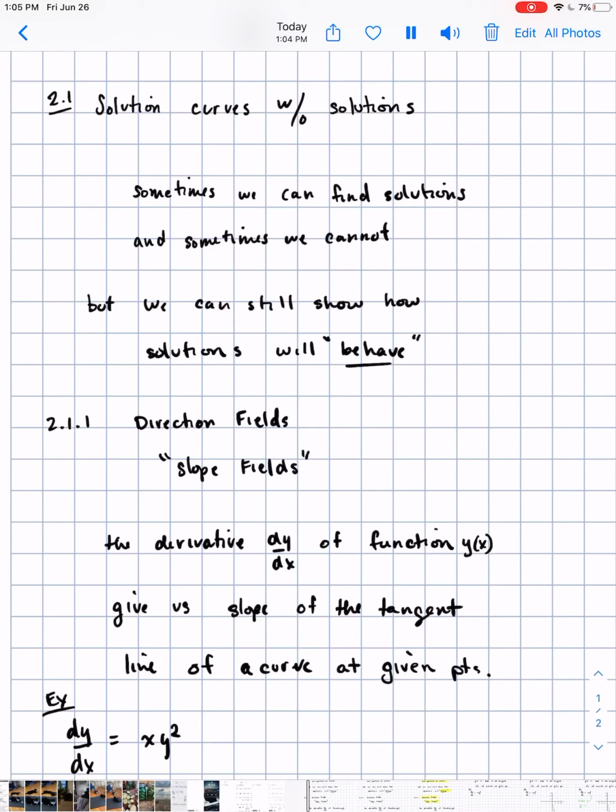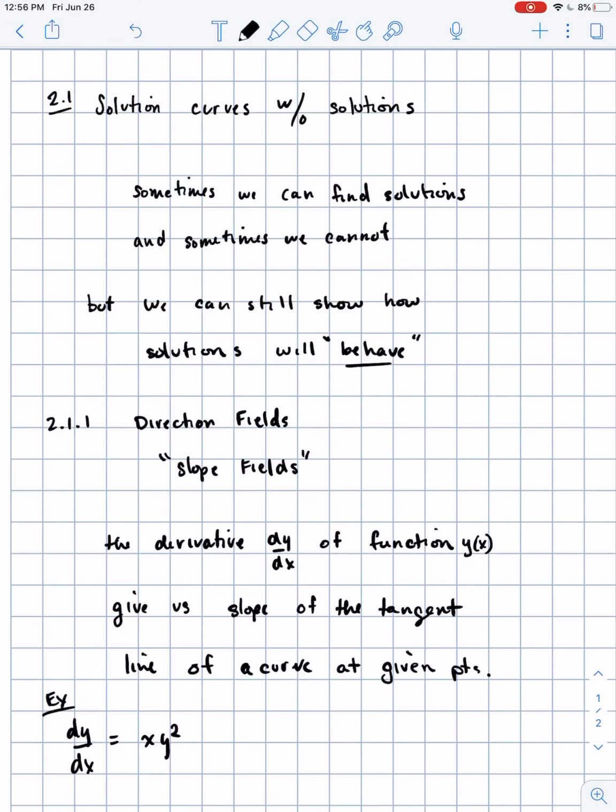All right, guys, so this is section 2.1, and what we're looking at is sometimes you're going to find that there are solution curves without any solutions, meaning that we try to find solutions, but we cannot. We wind up getting unsolvable equations, so that we really don't have a solution here. So sometimes you can, sometimes you can't. Basically, very simple. But what you still can tell is how the solution behaves, all right?